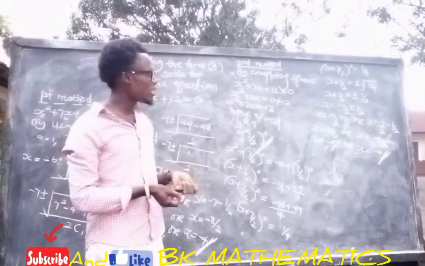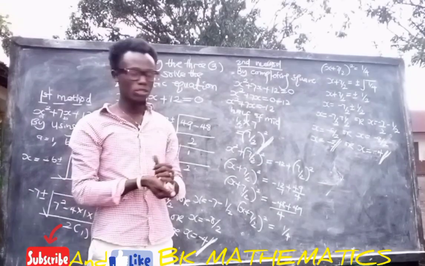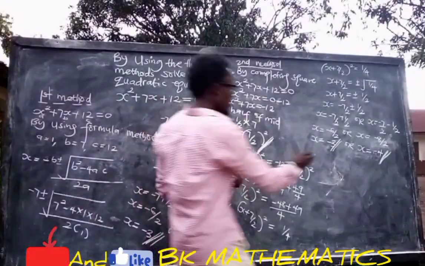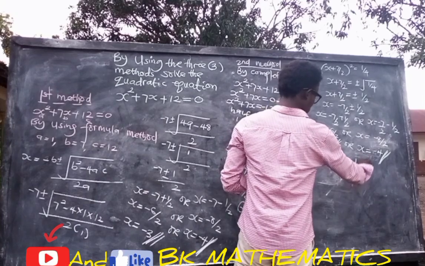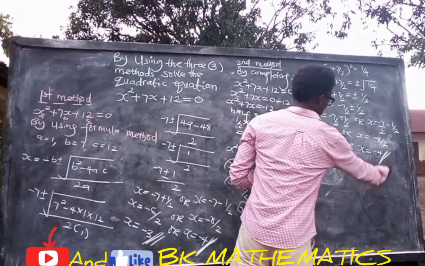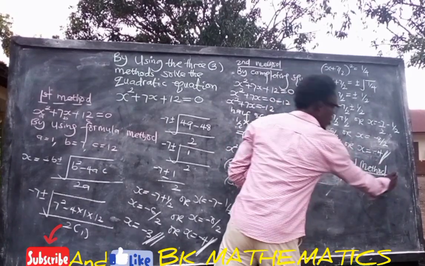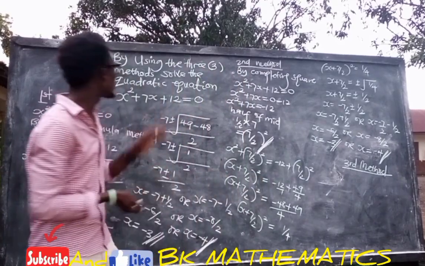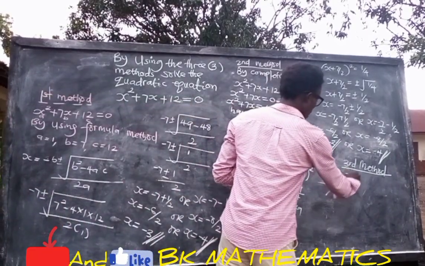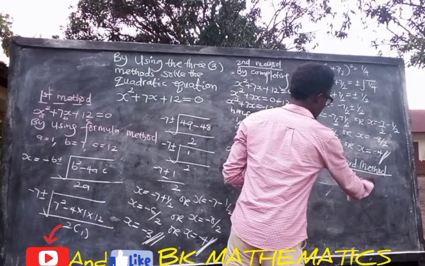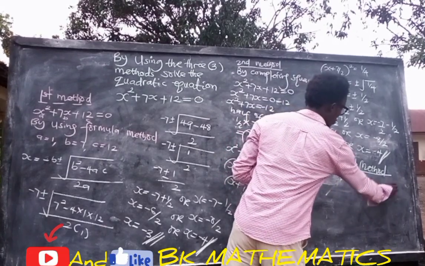Okay, now the last method, that is the factorization method. Let's try to use the last method. Let's say this is our third method. Remember we are asked to use the three methods to solve this quadratic equation. Now since we are given x square plus 7x plus 12, everything becomes 0.